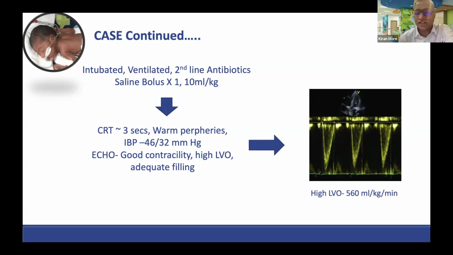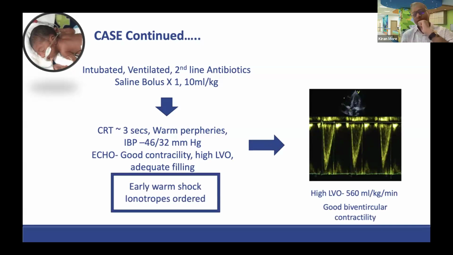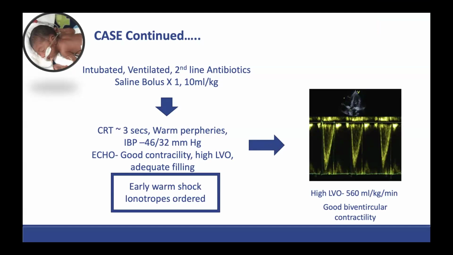Yeah, 1452. 560 mLs per kilo per minute. But the good contractility was there. So this baby is in an early warm shock. This is very typically when babies go into sepsis in early warm shock, you get a very high cardiac output. And in the later stage, you get cold shock where the cardiac output falls.